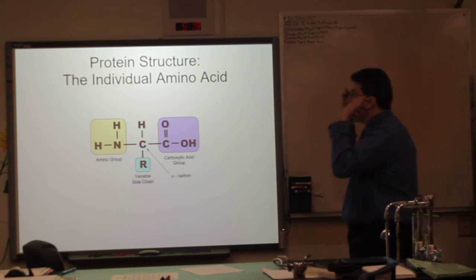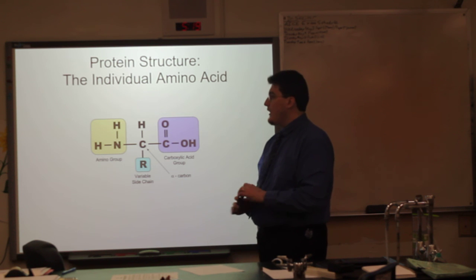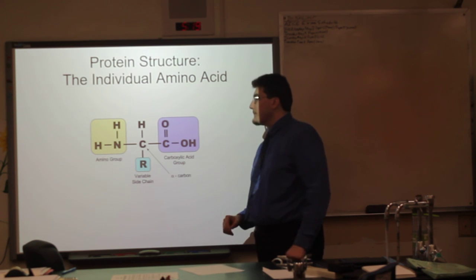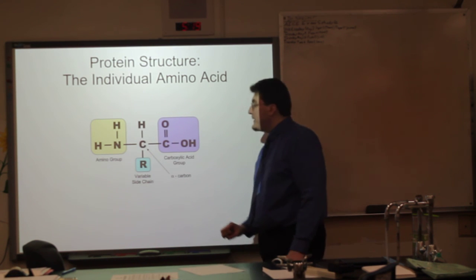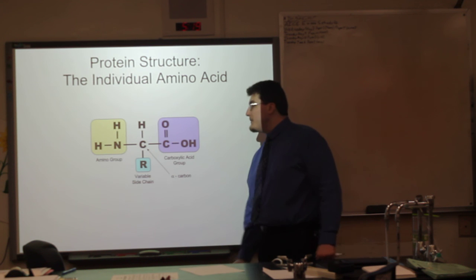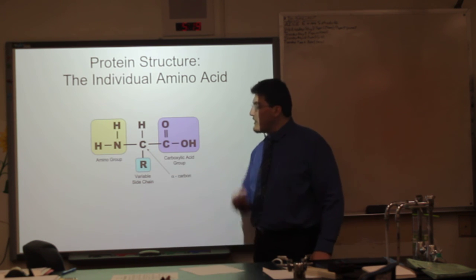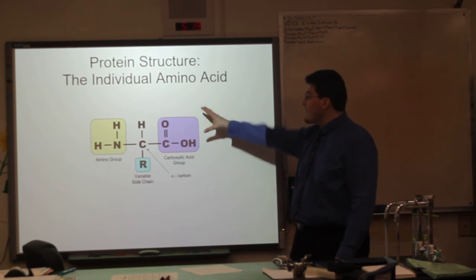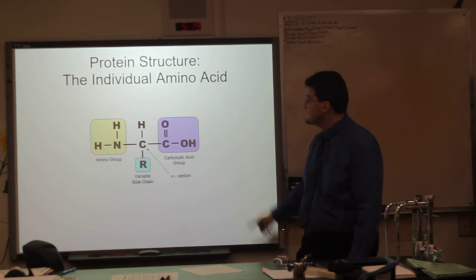So here is the structure of an individual amino acid. I showed this to you earlier before. We have an amino acid group here. We have our alpha carbon in the center. We have our variable side chain R here. And we have our carboxylic acid group here.